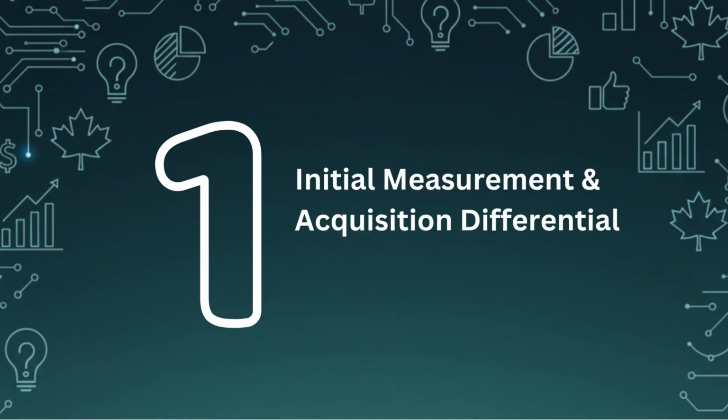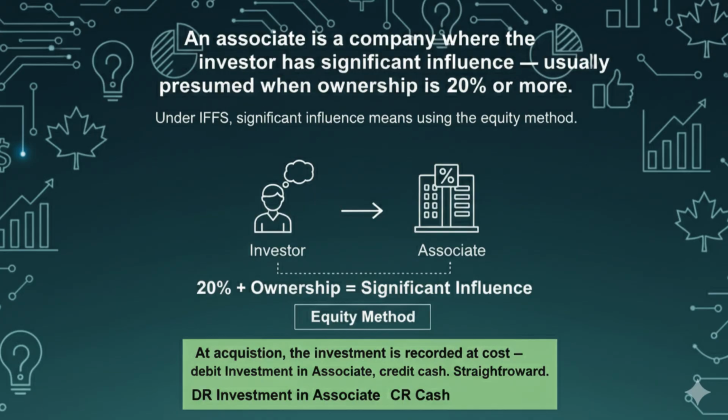Let's begin at the starting line, initial measurement. An associate is a company where the investor has significant influence, usually presumed when ownership is 20% or more. Under IFRS, significant influence means using the equity method. At acquisition, the investment is recorded at cost: debit investment in associate, credit cash.